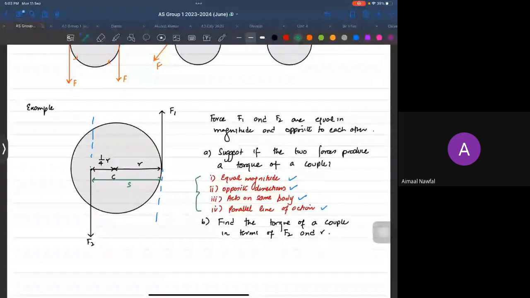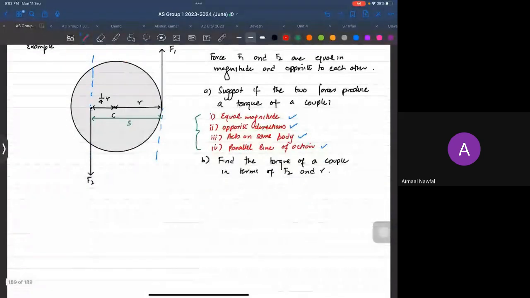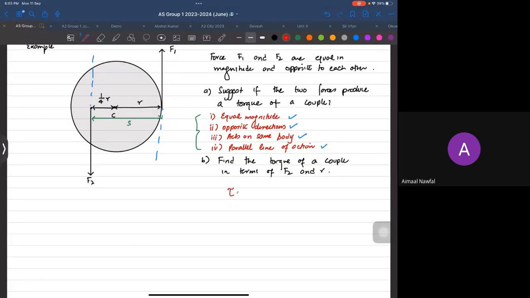The reason this is correct is that our formula for the torque of a couple is one of these forces times s. We want to write it in terms of F2, so it doesn't matter, we can write F2. And the distance between the two forces is 1/4 R plus R, which is basically 5 by 4 R. So the total torque of a couple will be 5 by 4 F2 times R. Is it clear?